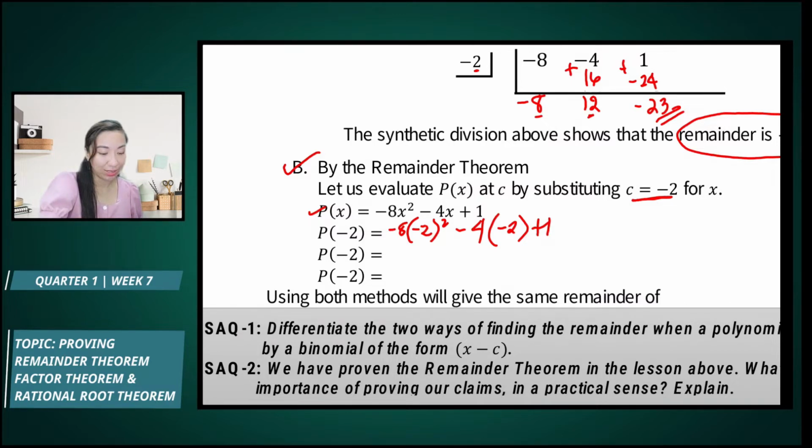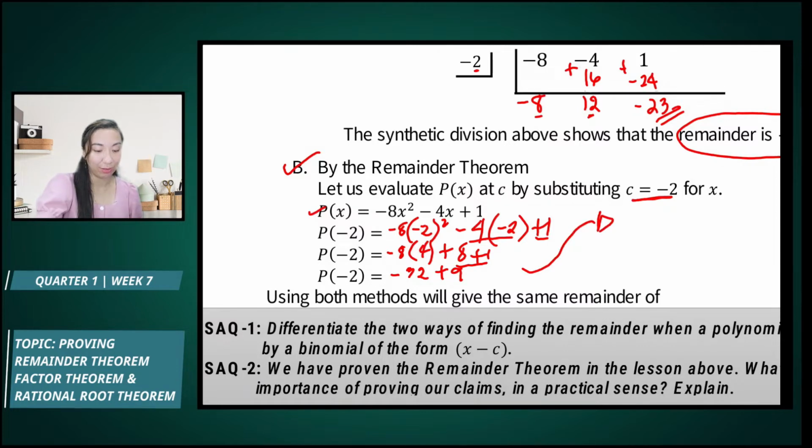So, P of -2 is equal to, we'll start with what is inside the parenthesis. We have -8, just copy that, and then -2 squared is equal to +4. -2 times -2 is +4. Then, we can now multiply these two. -4 times -2 is equal to +8, and then plus 1. Okay, simplify further. -8 times 4 gives us -32. And then, we can add this already. 8 plus 1 is equal to +9.